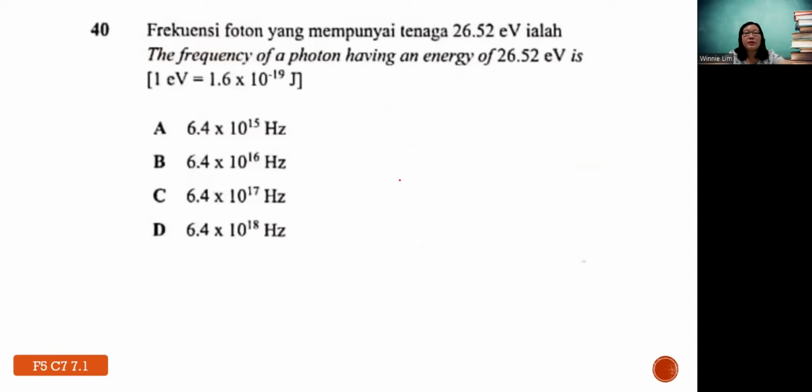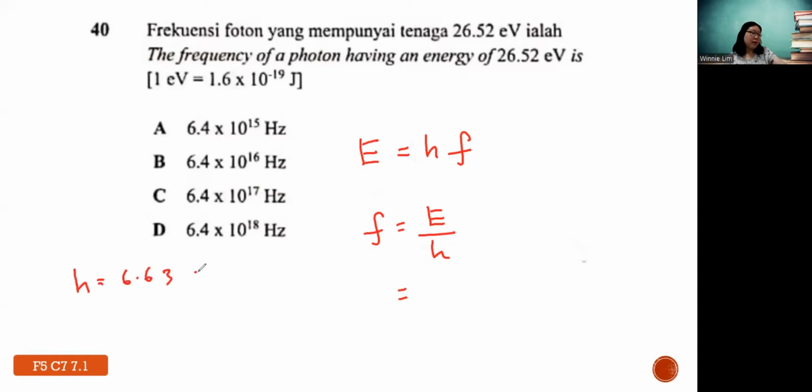Last question. The frequency of a photon having an energy of 26.52 electron volt. Right? So they want you to calculate the frequency. So first you need to use the formula. The photon energy equals Planck constant times frequency. Then frequency is E over h. Now, where do you get this Planck constant? It will be given. Generally, the value of this Planck constant is 6.63 times 10 to the power of negative 34. Or you press the calculator, CONST, 06, and the value of h will appear.